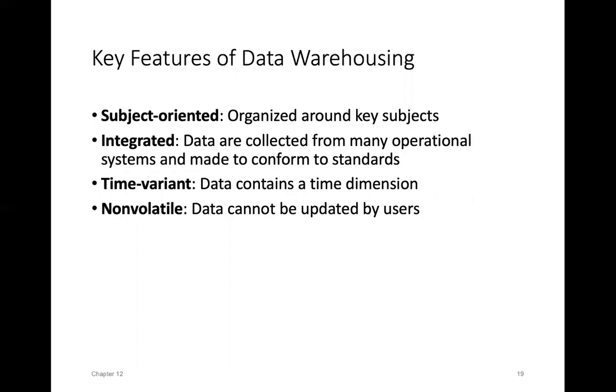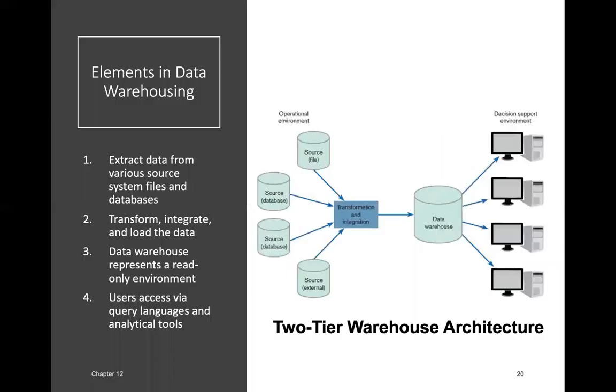So there are 4 broad elements in a data warehouse. The first is that we extract data from various different source files and databases. You can see on the left there, it might be a source file, different databases, and external sources such as websites. We take these all together, clean them, transform them, and integrate them so they're all in the right format. We then put it into our data warehouse, which is our read-only environment, and users can access that using query languages and do analytics like business intelligence and so on. That's the source for them to be able to make decisions.